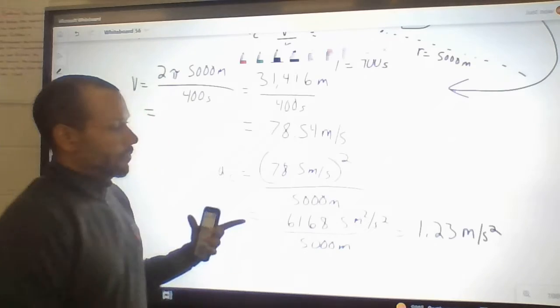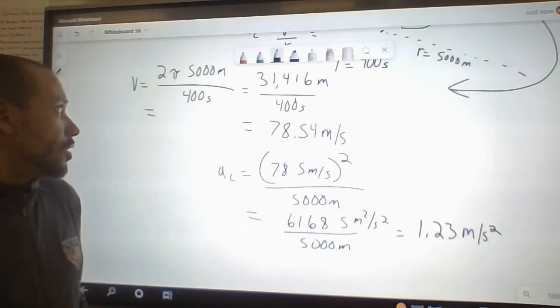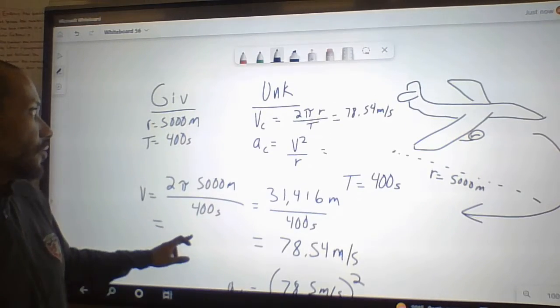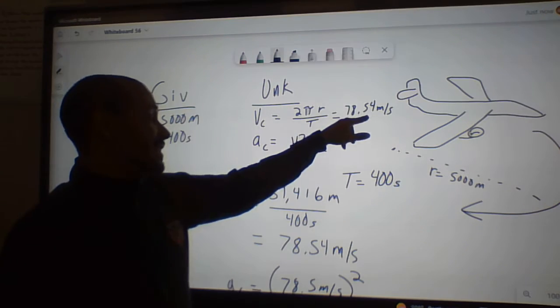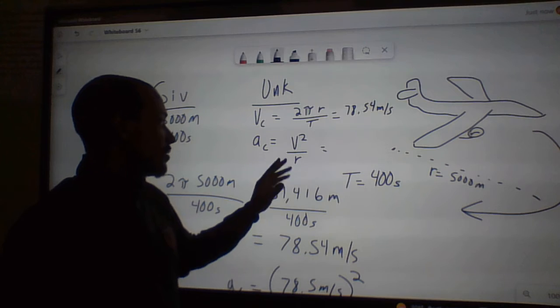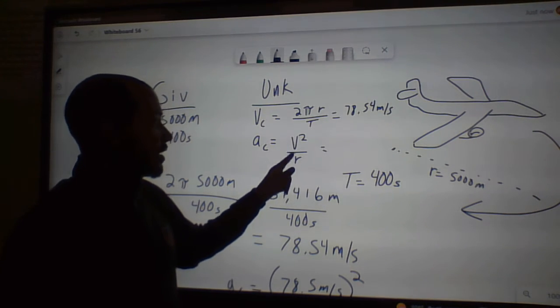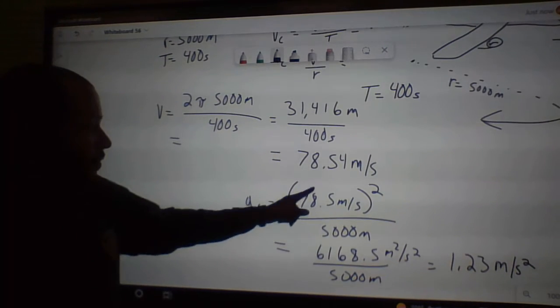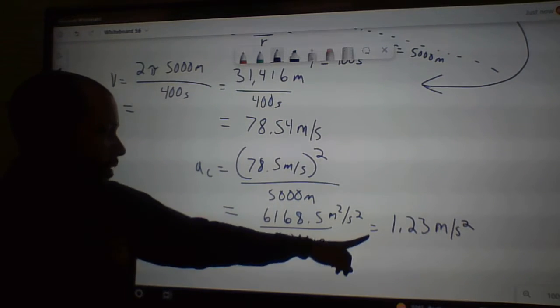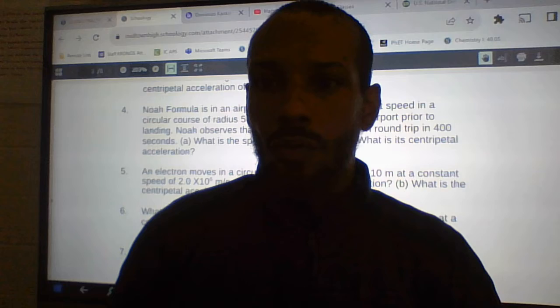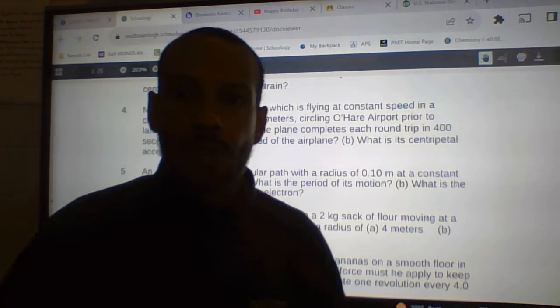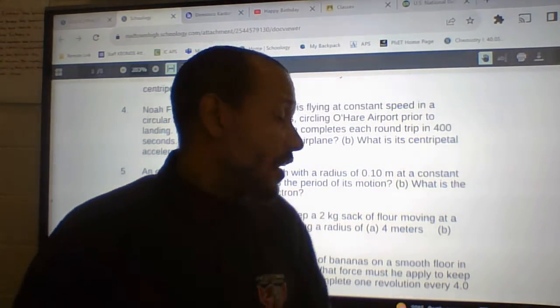All right, and then now we have our acceleration value. So first thing is we want to solve for velocity. We'll use 2 pi r over the time. Once we get velocity, we can take velocity, place it in here, v squared over r, and then we'll get our acceleration value.